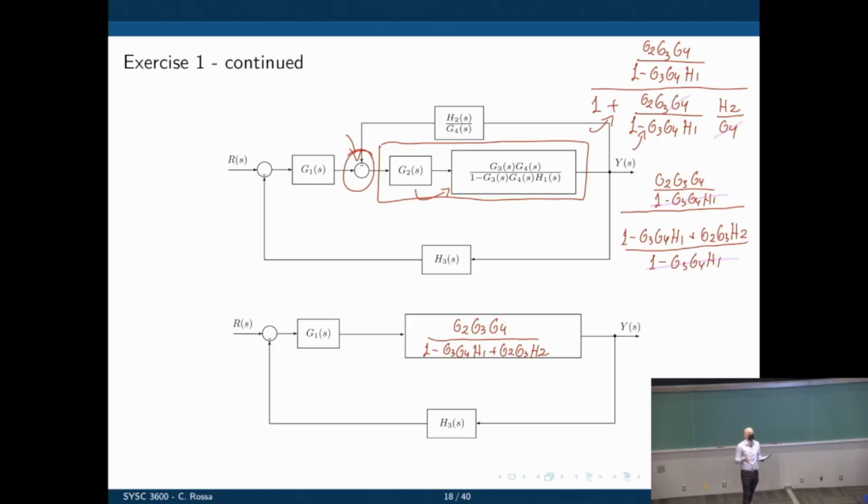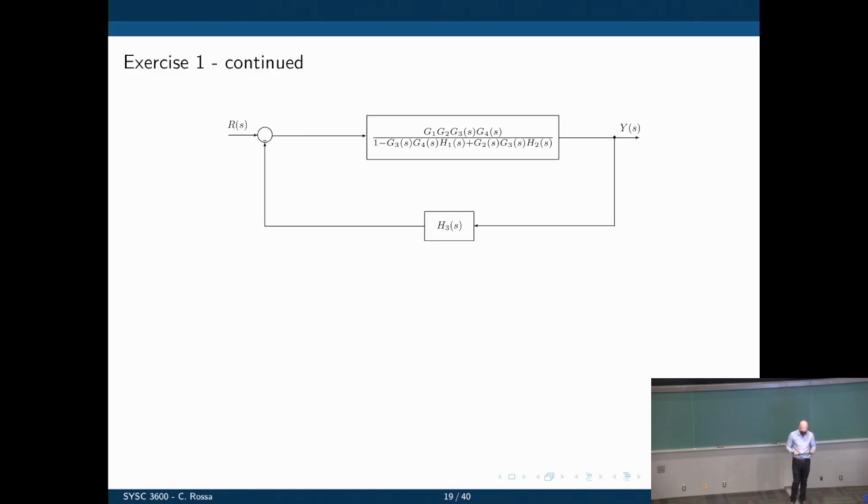Right, now it's easy, now it's obvious. We combine G1 with the function we just came up with, and then we eliminate the feedback loop, and that's the last step before we find our transfer function. So here is the combined G1 and the function we just had. And now we need to find the final transfer function.